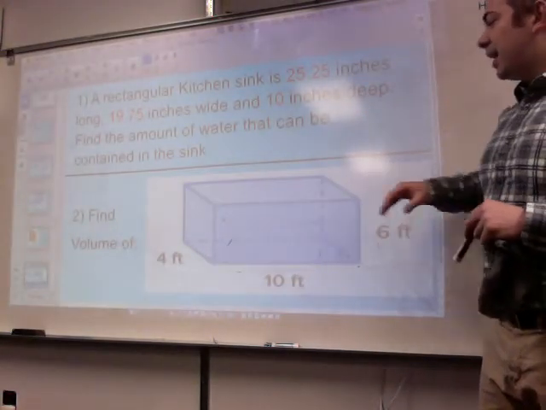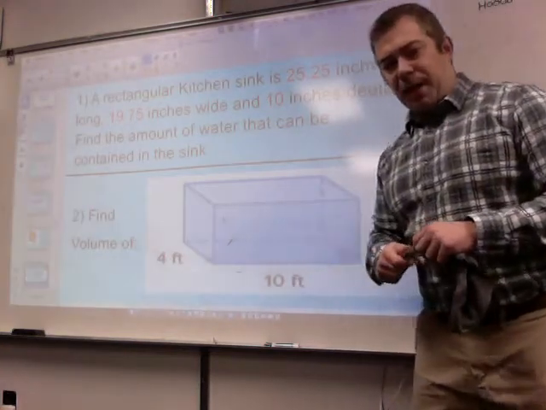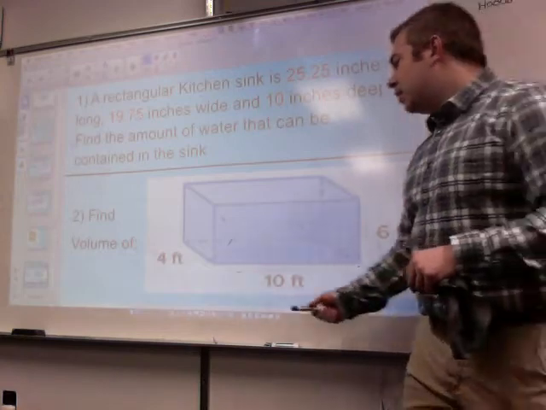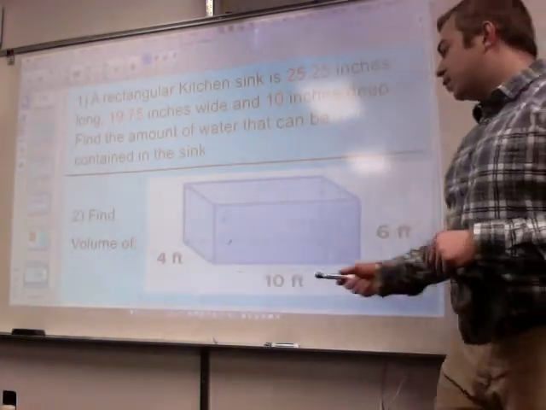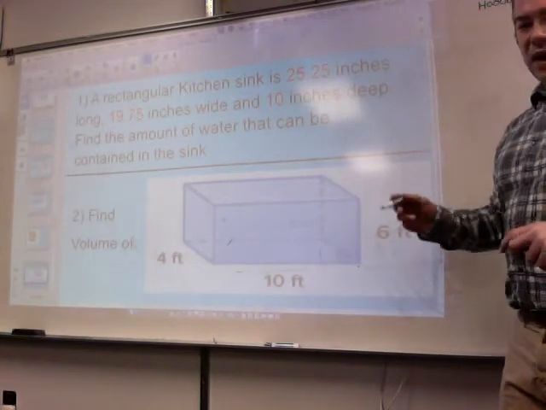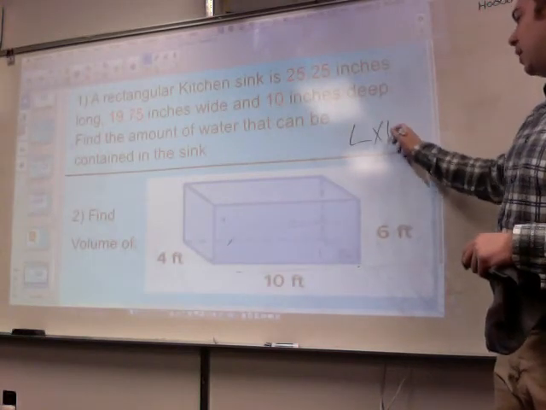And the second one has the picture and it has all the dimensions. You have to find the volume of this rectangular prism. Its length is 10 feet, its width is 4 feet, and its height is 6 feet. And if you can't remember, L times W times height.